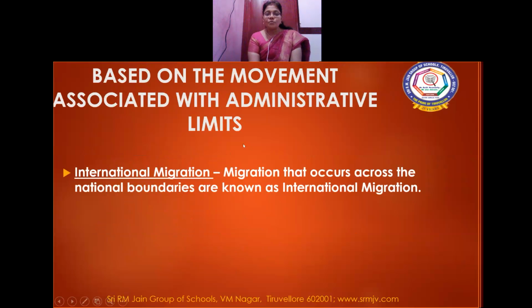Next, based on the movement associated with administrative limits, we discussed internal migration, and the next one is international migration. If we migrate across the national boundaries, if we cross the national boundaries, it is called international migration. For example, if we migrate from India to some other foreign countries, maybe in search of employment opportunities, or you may go for your higher education. Such type of migration is called international migration.